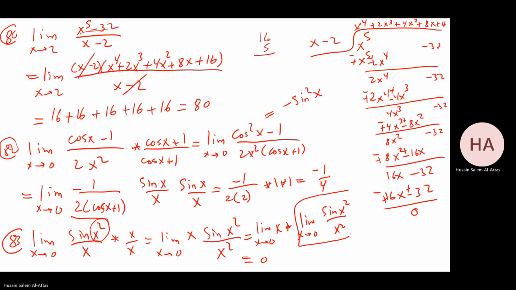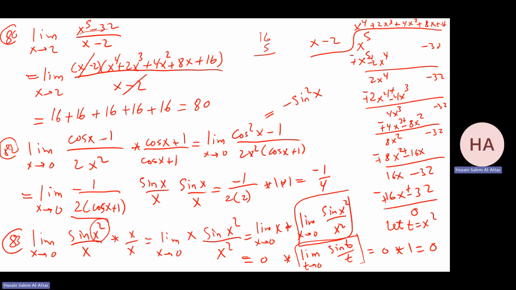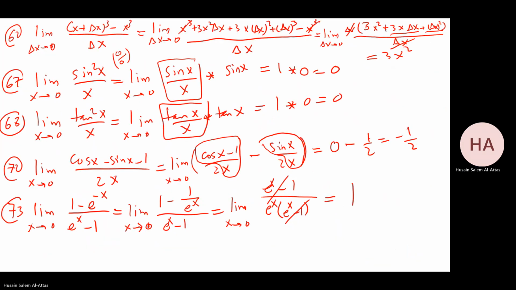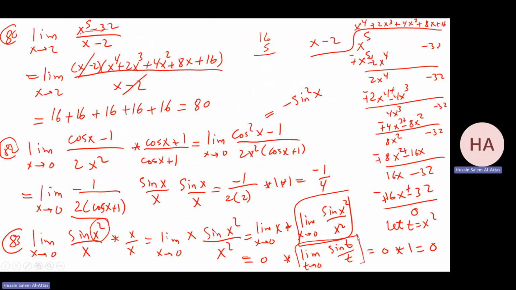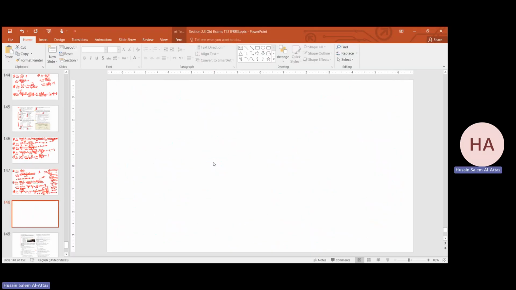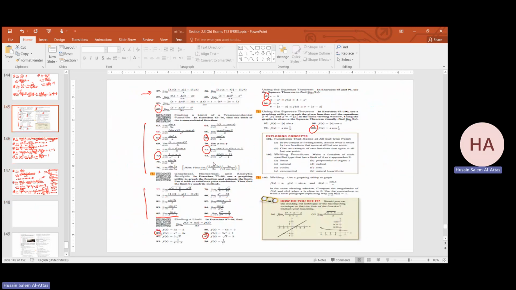For this one, I need the substitution idea. If you let t equal x squared, that limit will be the limit of sine t over t. If x goes to 0, then t goes to 0. I know this special limit, so it will be 0 times 1, which is 0. I need more space. Okay, I think I need only one.